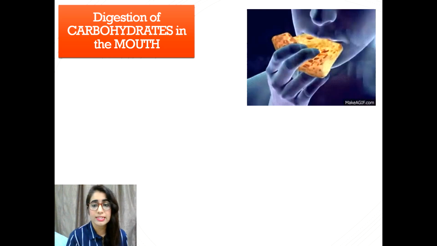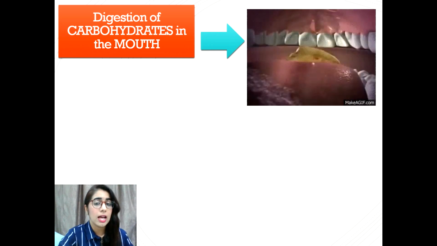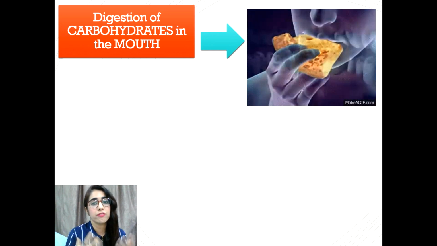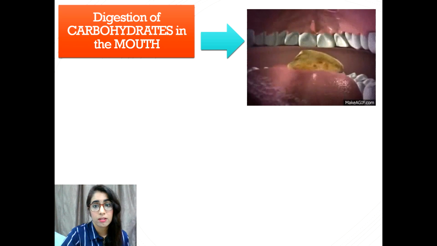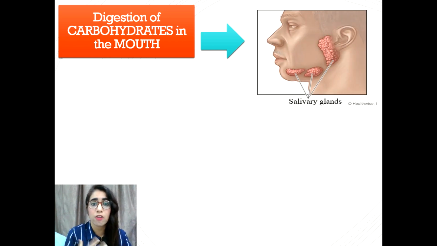Okay, now let's start with digestion of carbohydrates in the mouth. Physical digestion begins in the mouth when an individual is chewing and grinding food into smaller grains. The movement of the tongue helps to mix the chewed food with saliva. The presence of food in the mouth will stimulate the secretion of saliva from the salivary glands. There are three types of salivary gland. You don't need to name them. Salivary glands secrete saliva.